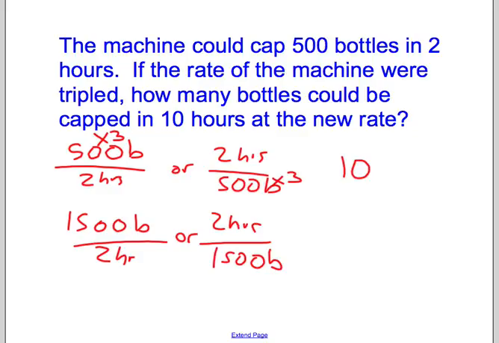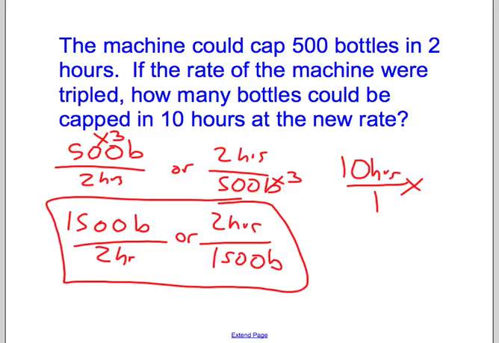So I'm going to take my 10 hours over 1, and I would multiply by, Carlos, which one of those two, the first or the second? Because? We want the hours on bottom. So the hours cancel, and then we just multiply across, because we just have ones on bottom, and that's 15,000 bottles.